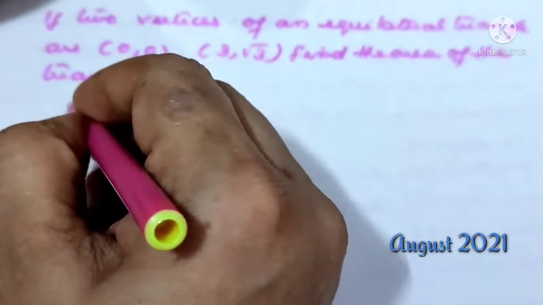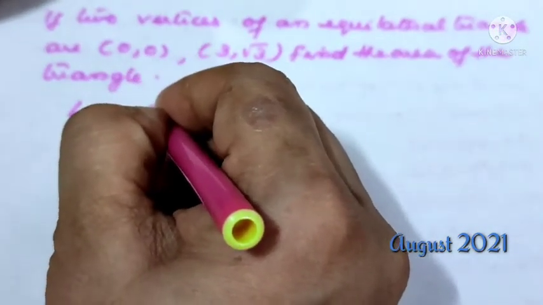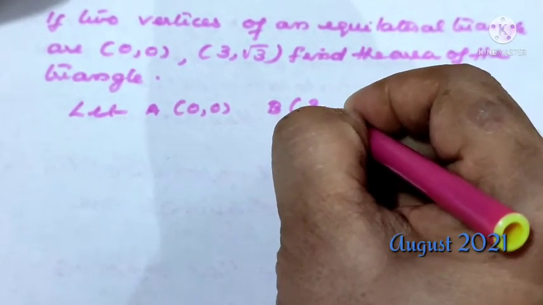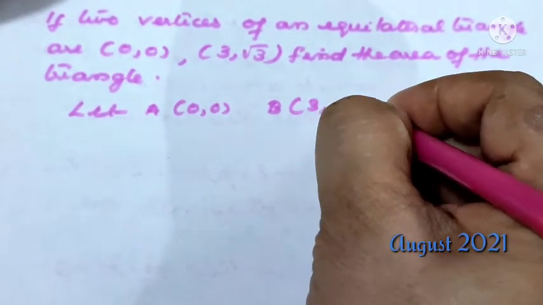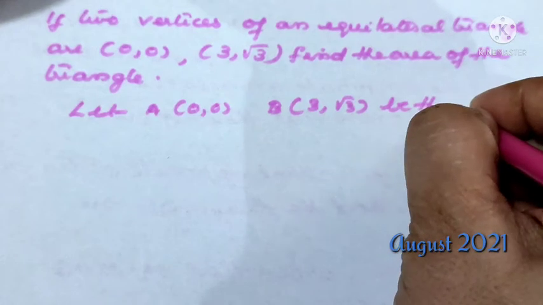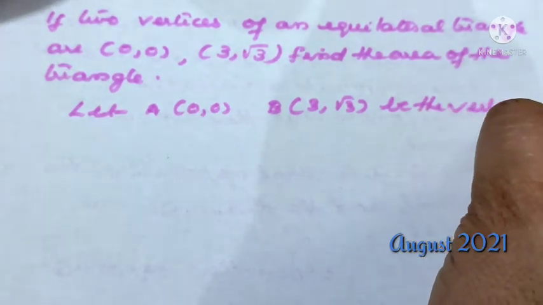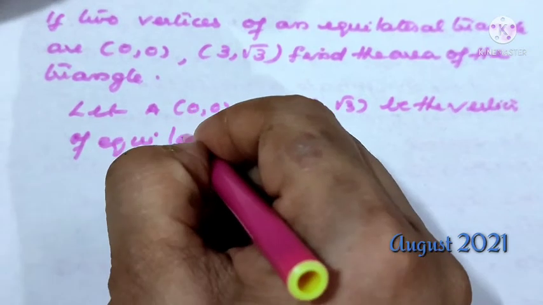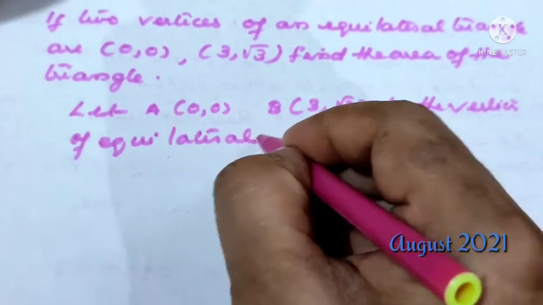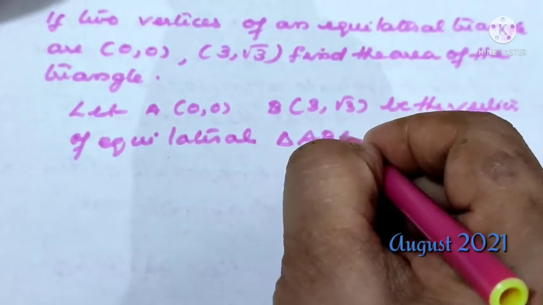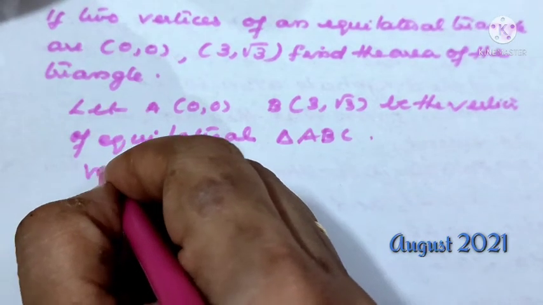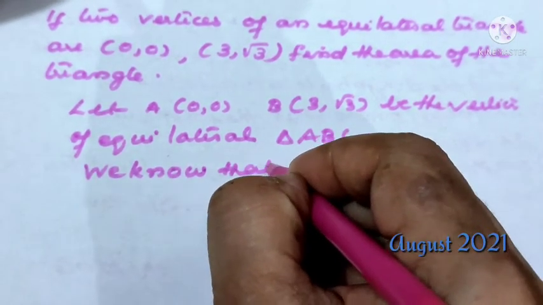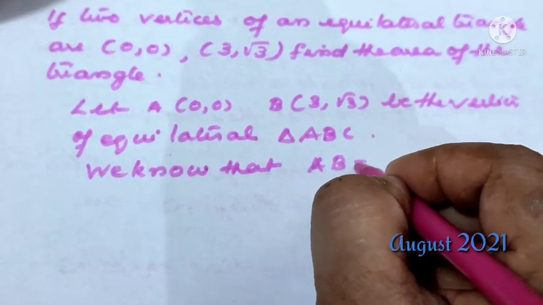So let us take A equal to (0, 0) and B equal to (3, root 3) be the vertices of the equilateral triangle ABC. We know that if it is an equilateral triangle, all the three sides are equal.